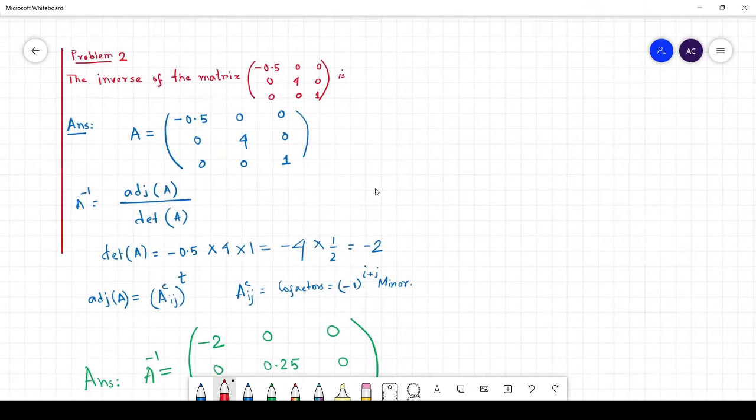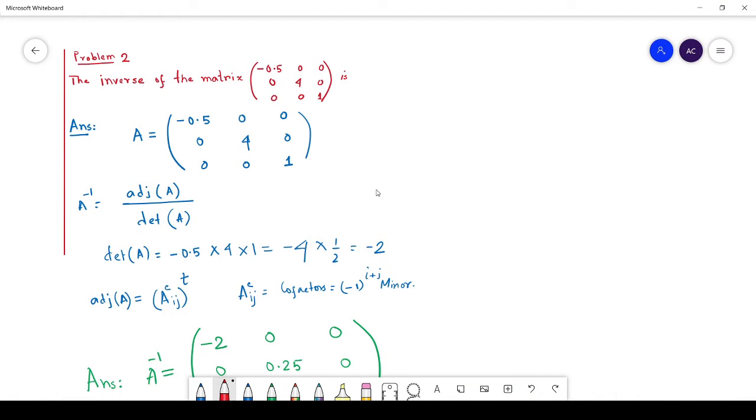Second problem that we would be considering is the following. We need to find out the inverse of the given matrix. The given matrix is this, and we need to find out the inverse. Now this is the formula of the inverse. We all know this is the formula of inverse, right? A inverse is adjoint A by det A.